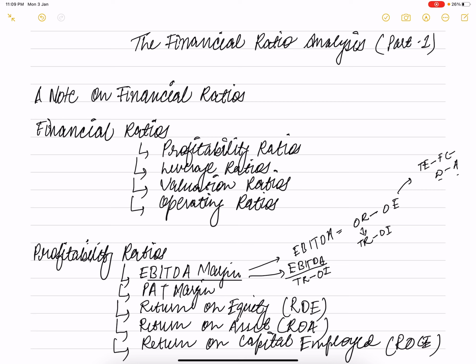An EBIT of rupees 560 crores means the company has retained rupees 560 crores from its operating revenue of rupees 3,360 crores. This means that out of the revenue, the company spent rupees 2,800 crores towards its expense. In percentage terms, the company spent 83.7% of its revenue towards expense and retained 16.3% of the revenue at the operating level for its operations.